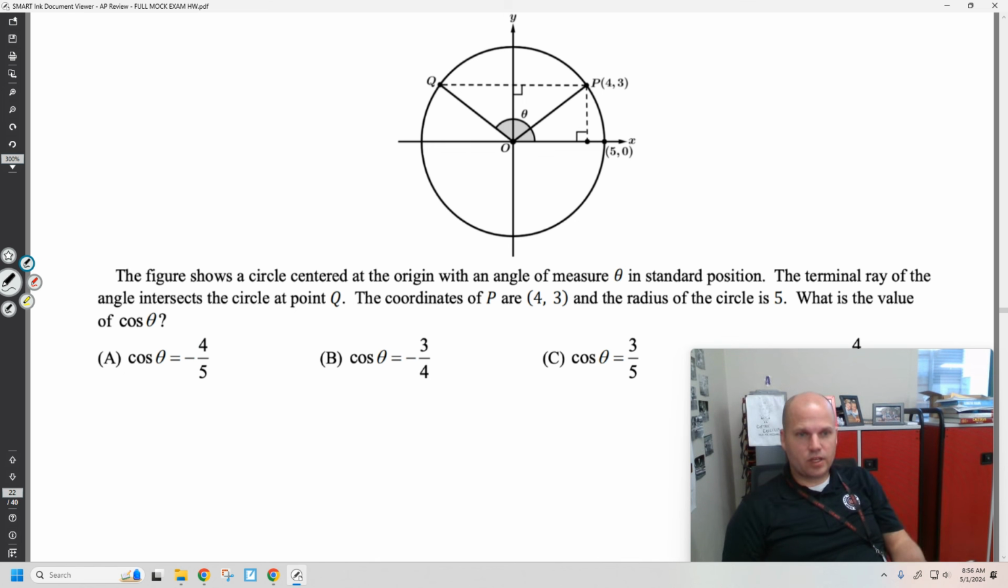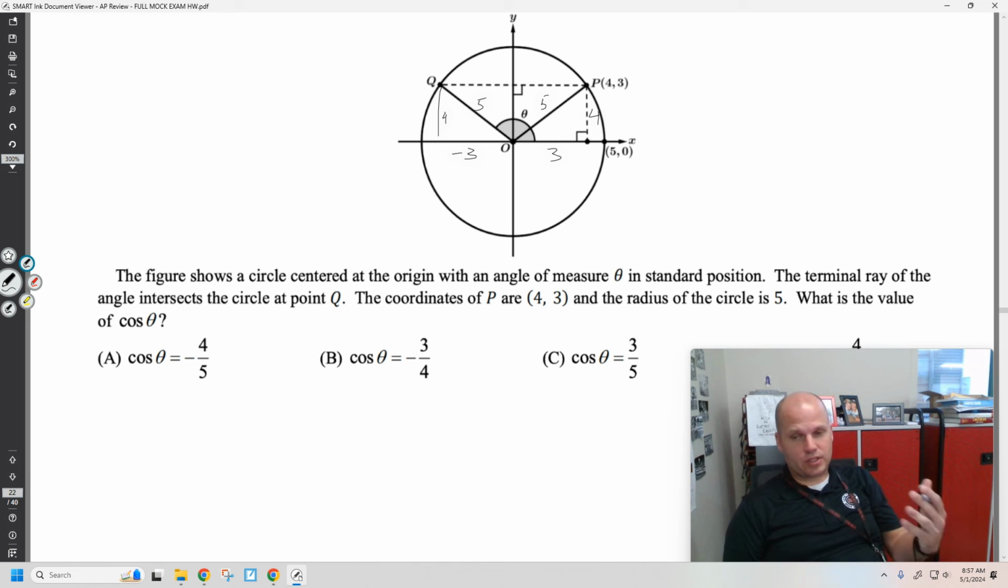Terminal side of the angle intersects the circle at point Q. The circle has a radius of 5. Point P is at 3 and 4. The cosine of theta. Theta goes over here. This has to be negative 3 then, and this has to be 4. And this has to be 5.